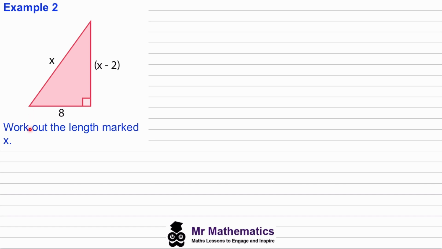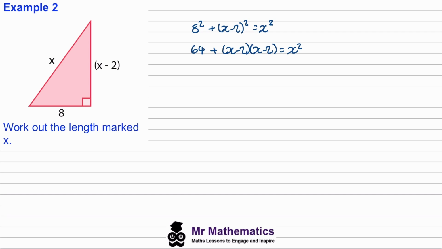So if we look at the area of a square on the side of the 8 centimeters, this will be 8 squared. And if we add it to the area of a square on this side, then this will be x minus 2 squared. And what do you think this will be equal to? Yeah, so this will be equal to the area of a square on the hypotenuse side, which is x squared. So now we have our equation, we can expand out this x minus 2 squared. So we'll have the 8 squared, which is 64, plus x minus 2 multiplied by itself.